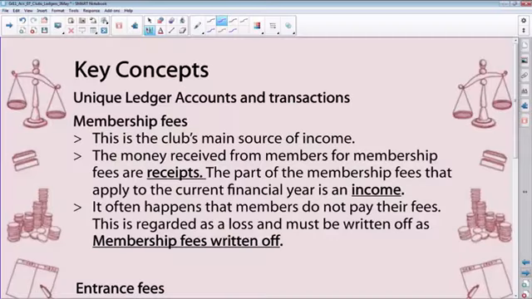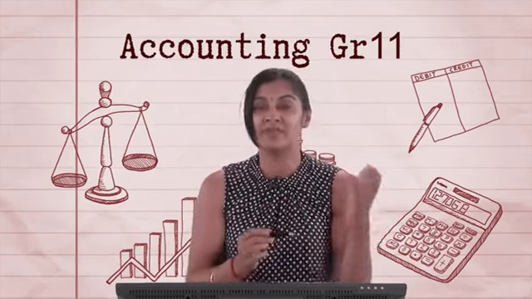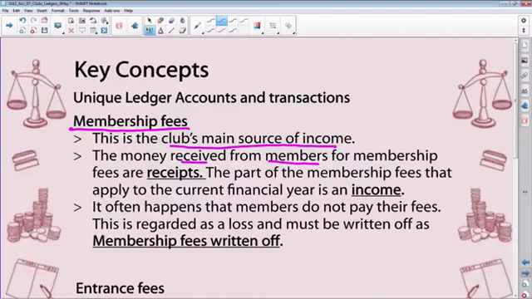Right, the first unique account that we're going to come across is your membership fees. So let's read through this first and then we'll look through the account itself. This is the club's main source of income. The money received from members for membership fees are receipts. Okay, so think about your definition of what is a receipt. When the business receives money, we classify that as a receipt. Similarly, when the club receives membership fees, it's considered to be a receipt, the actual amount that is received by the club. The part of the membership fees that applies to the current financial year is an income.